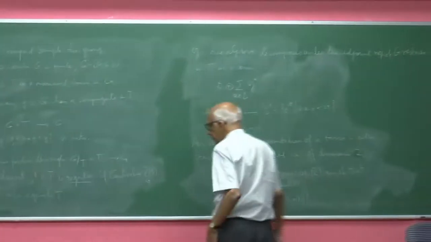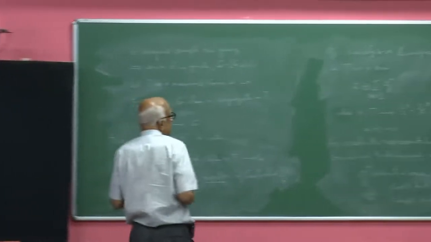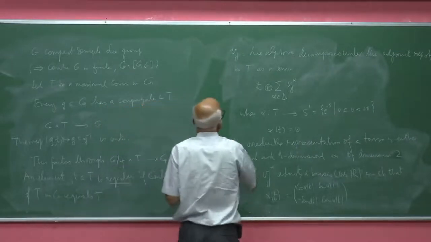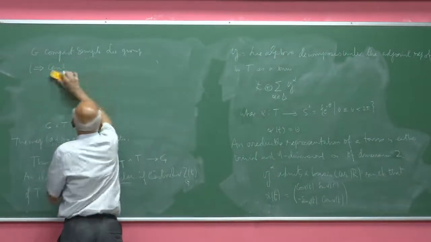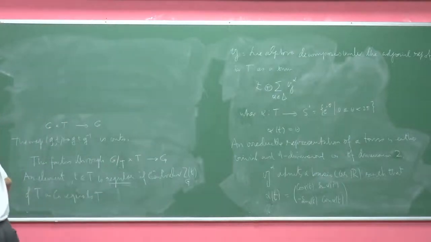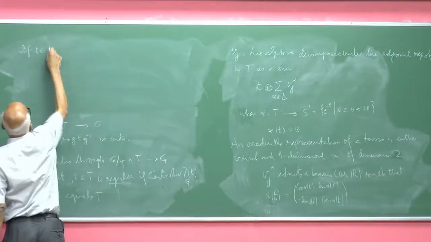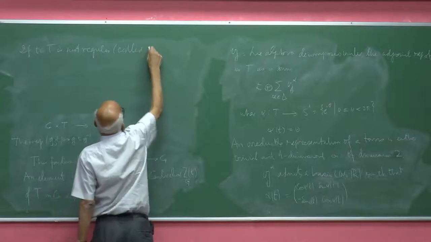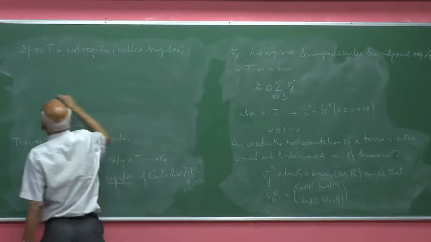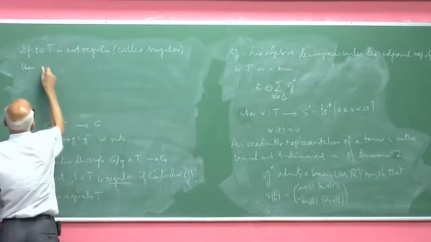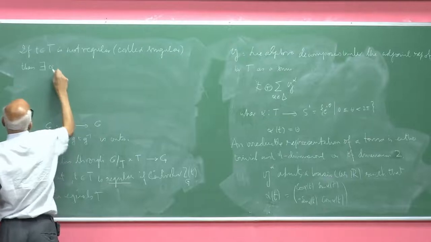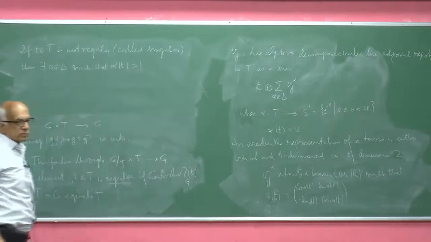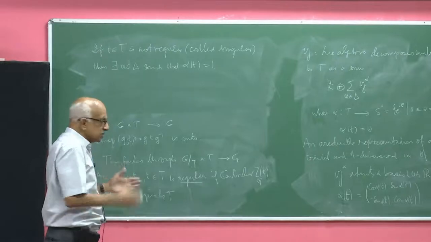Okay, so it becomes like this, which means an element t in the torus is regular if this happens. If t is not regular, in which case it's called singular, then there exists alpha in delta such that alpha t equal to 1. Regularity means the centralizer has to be the entire torus.